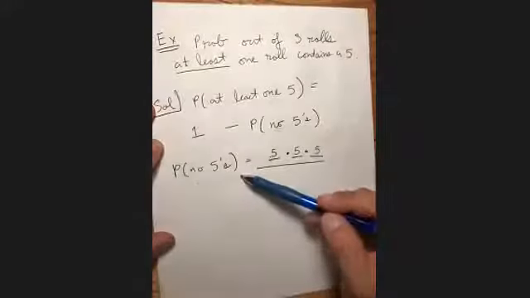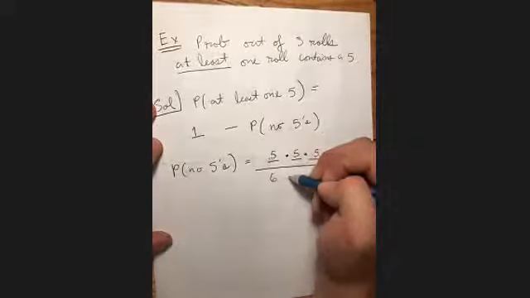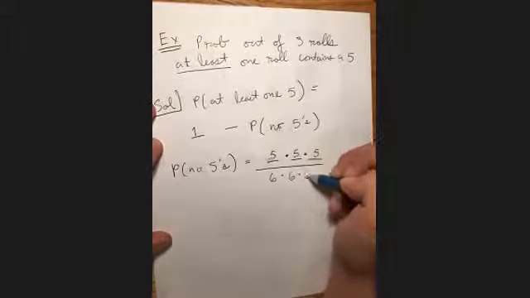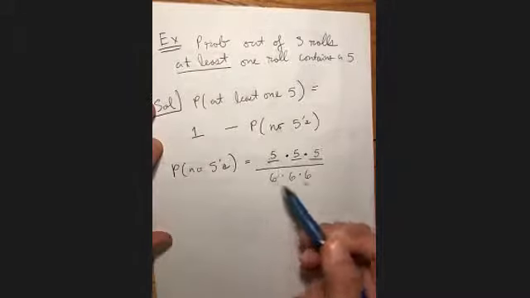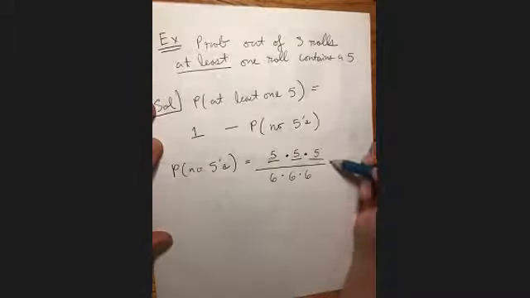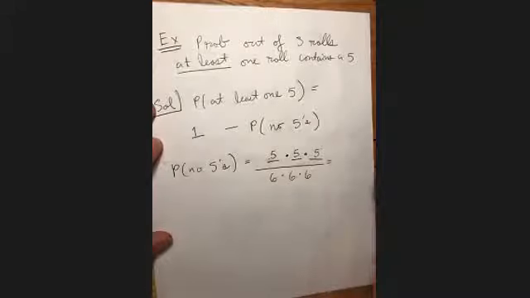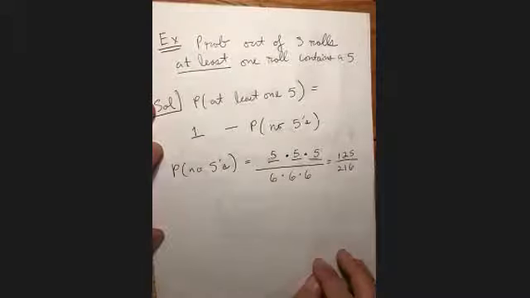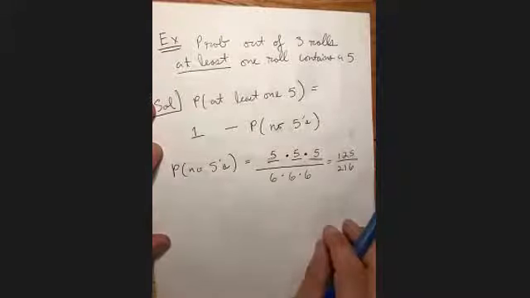To find the probability here, I need to take that number and divide it by the total number of ways that I can roll 3 dice. So that's 6 by 6 by 6. Because I'm not restricting myself to the case where there are no 5s. So there are 6 possibilities for each of the 3 rolls. So if I compute this, then I get 125 over 216. So that's the probability of getting no 5s.